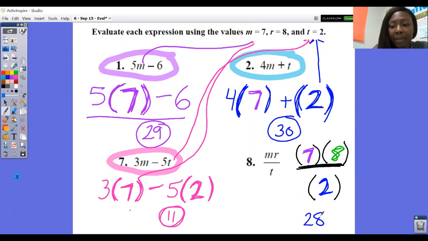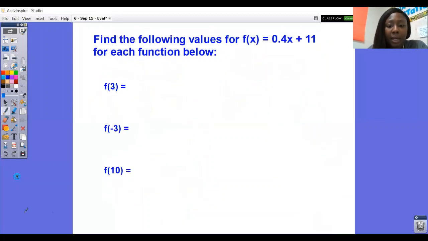If you need to pause the video or if you need to rewind the video, please do. If you need to see something again, rewind or pause. All right. So moving on to the next screen. This is what you're going to see.